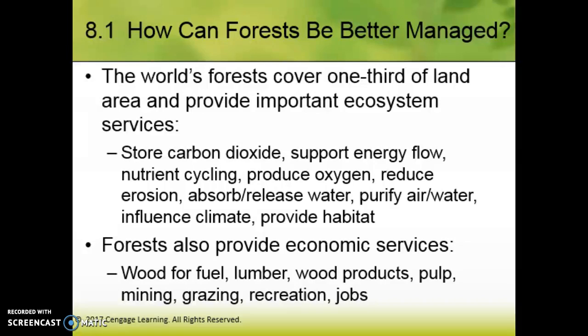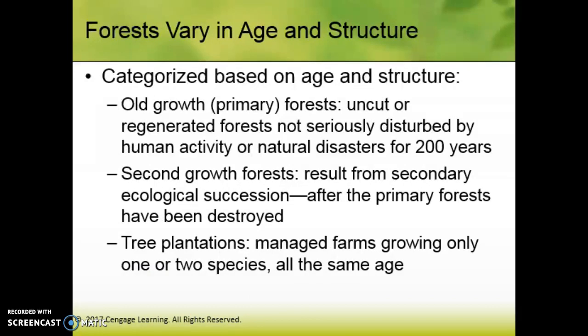Now that we have a little bit better idea of what ecosystem services and economic services are, our response to that last free response question on our last test should be a lot better, right? Now we've got a little bit more information. We won't just say it provides a habitat for animals, which is what most of us said. We'll be able to say things like store carbon dioxide. We'll be able to say things like, yes, of course there's wood for fuel, lumber, and wood products, but also think about pulp for paper. Think about the fact that there are mines in forests as well. Recreation and jobs are economic services that flow in there as well.